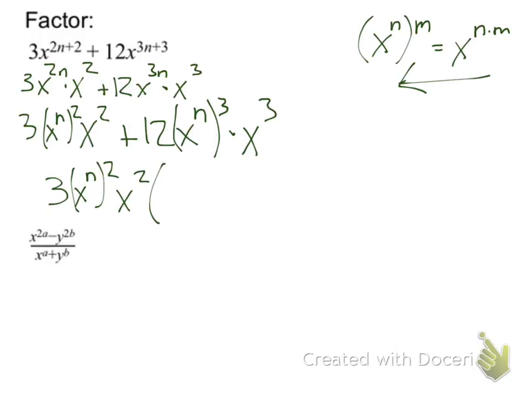What's left over then when I donate everything of the first term? What has to be there? Really, what am I doing? I am dividing. So what is 3x to the n squared, x squared, divided by 3x to the n squared, x squared? 1. I need to have a placeholder, because eventually I would distribute that back in to get the original problem. Plus 12 divided by 3. X to the n cubed divided by x to the n squared.